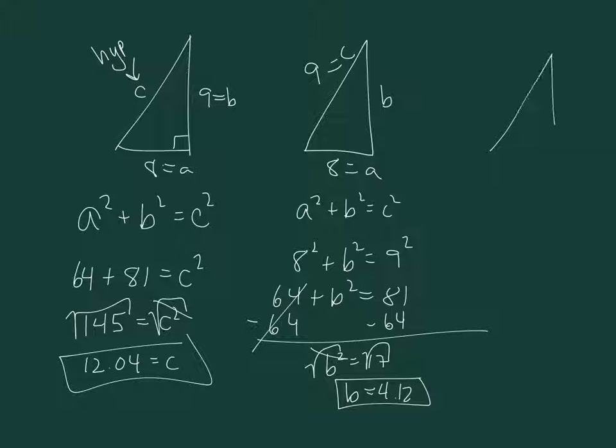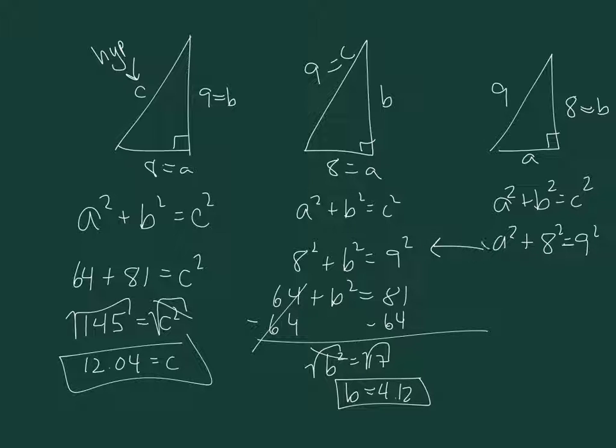Now notice this, if I have the same right triangle and 8 is over here and 9 is here, let's call this A and this B this time around. A squared plus 8 squared equals 9 squared. Notice you're still going to subtract 64. These two are the exact same problem, except one I'm solving for A, one I'm solving for B, but they will perform the exact same way.